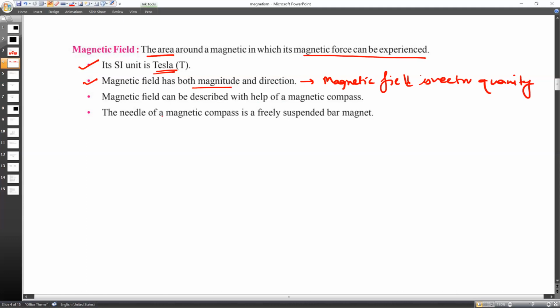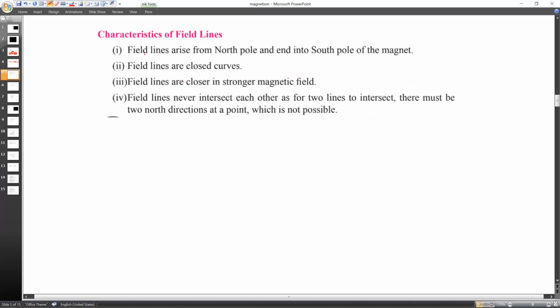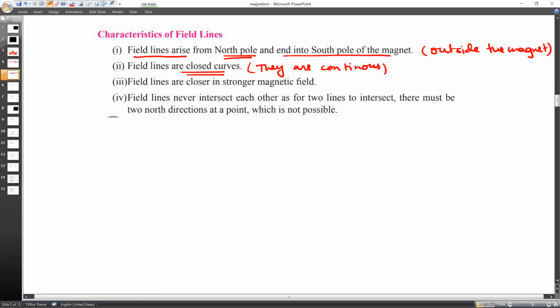Magnetic fields can be described with the help of a magnetic compass, whose needle is freely suspended near a bar magnet. Here we have the characteristics. The field lines arise from north and end in the south, outside the magnet. The field lines are closed curves. Why? Because they are continuous. That's why we call them closed.